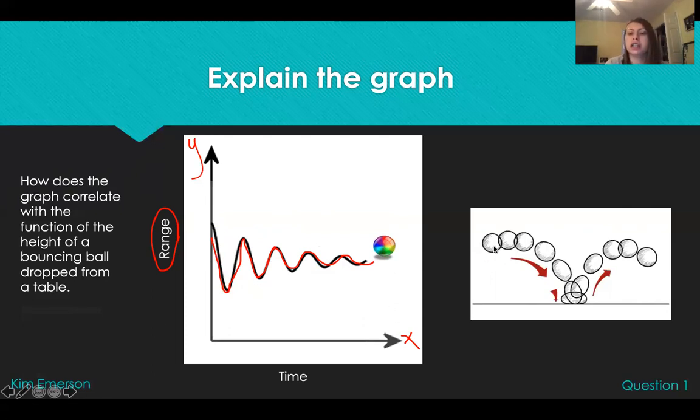So that one you can also see in this image as well. It's going to bounce, and then it's going to go back up, but as the time goes, it's going to slowly start bouncing and the height of it won't be as high.